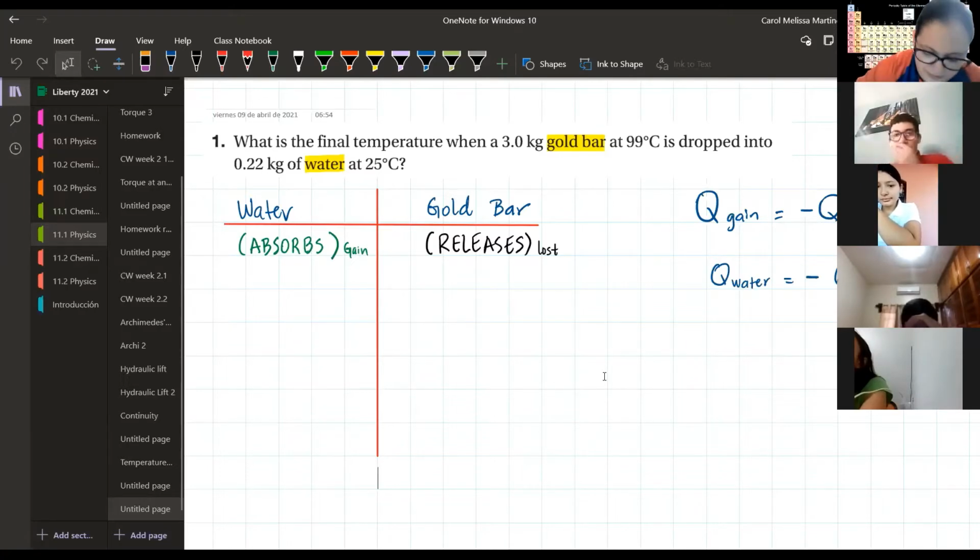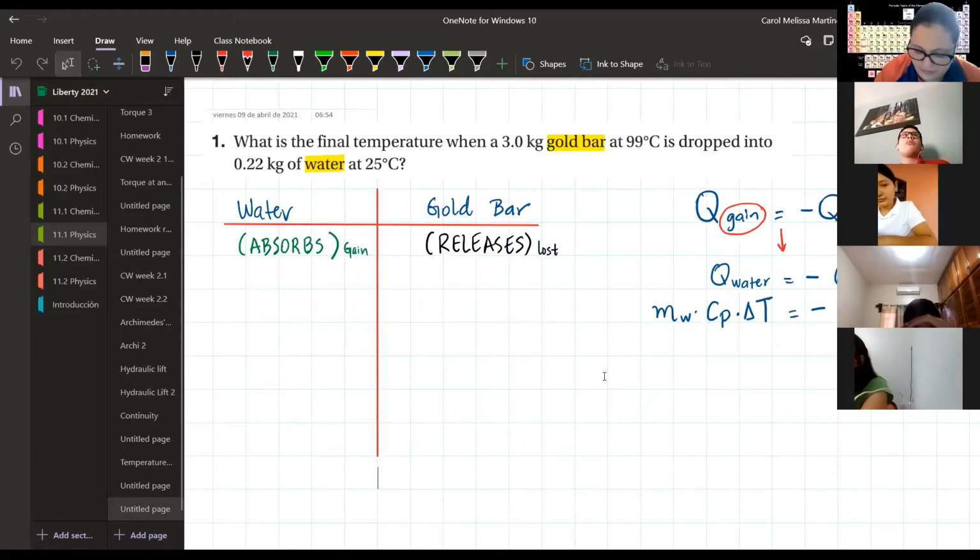All I did was an arrangement, changing gain by the substance that gains and releases by the substance that releases. And I just plug in the data that I need: the mass of water times the Cp of the water times delta T of the water equals the negative of the mass of the gold bar times Cp of the gold bar times delta T of the gold. So that's all I need. So I start by writing the data.